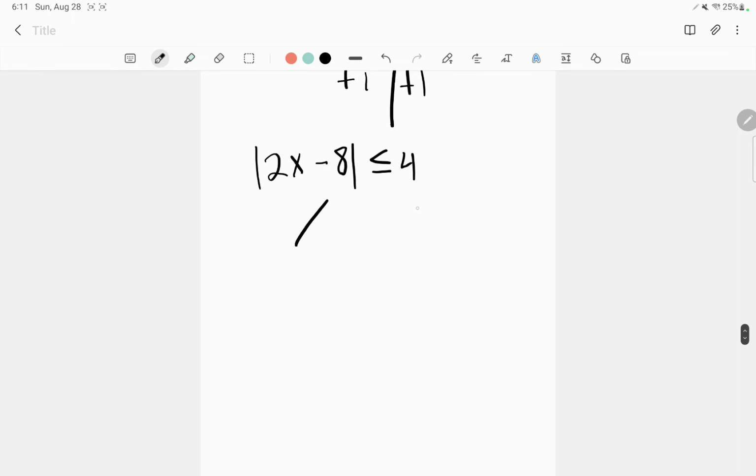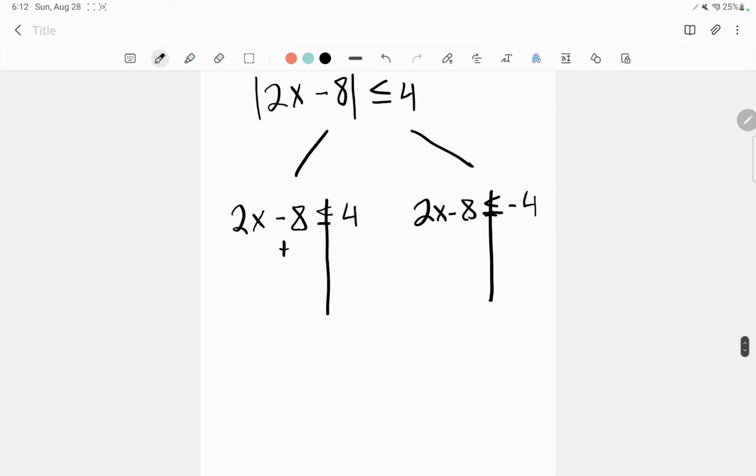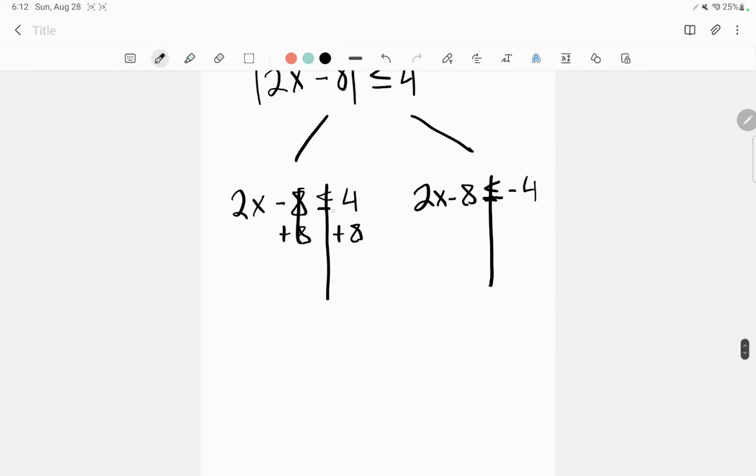Now we're going to have to write my 2 different equations. The first equation is exactly like the top one, just without the absolute value. Now my second equation, I start the same way, but I'm going to have to flip my inequality and change the number in front. At this point, you just solve for x on both sides. So plus 8, plus 8, my 8's cancel out. Now I have 4 plus 8, which is 12.